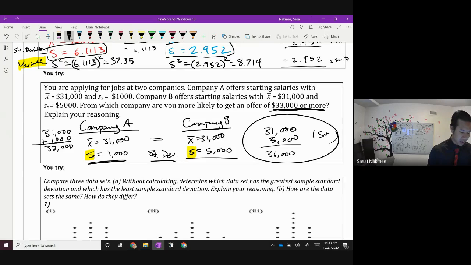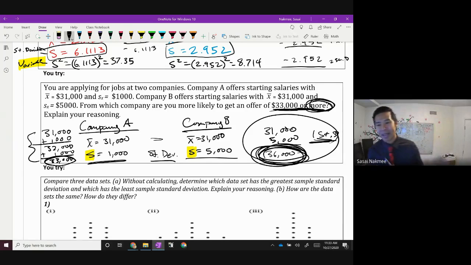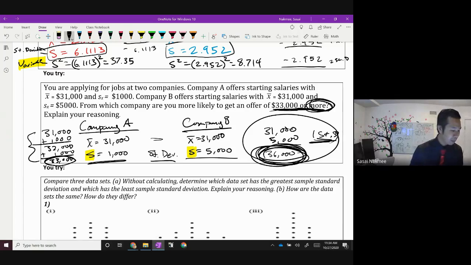So in order to get to the next one, you have to add another 1,000, which is a second standard deviation, which only gets you to exactly 33,000, and it doesn't even get the more part. You see that? This is one standard deviation away. It's 33,000 or more. It's already more than that, and it's only one standard deviation away. Whereas this one, you're 2 standard deviations away, and you're still not even at the more part. You're just at 33,000.